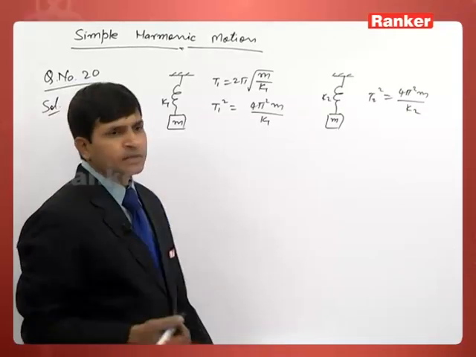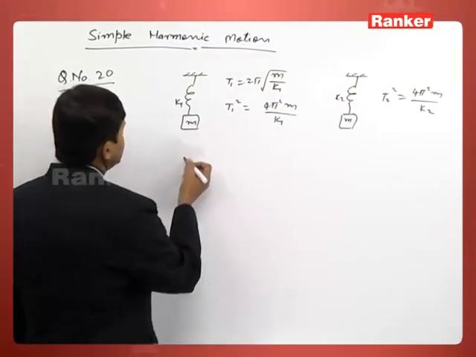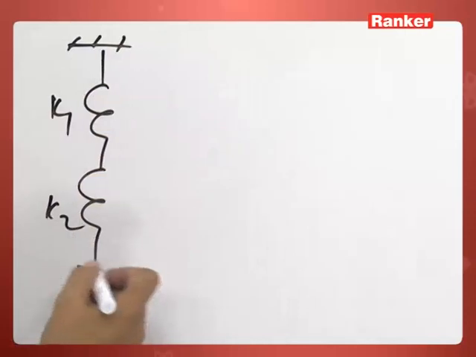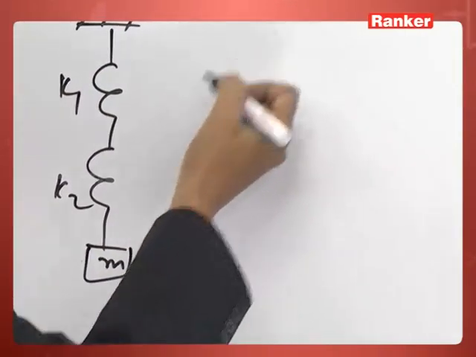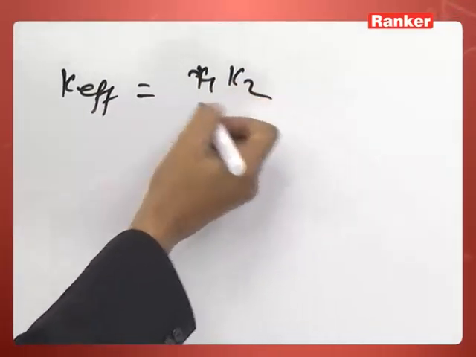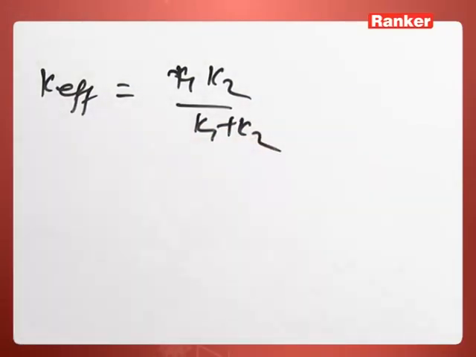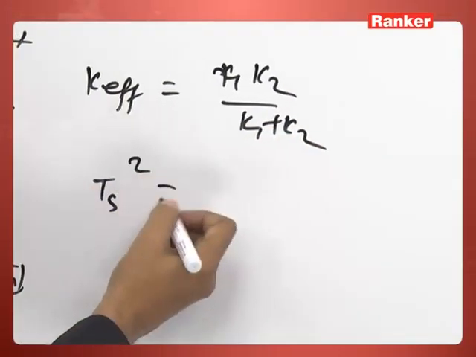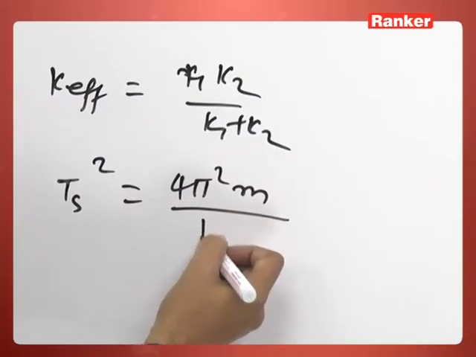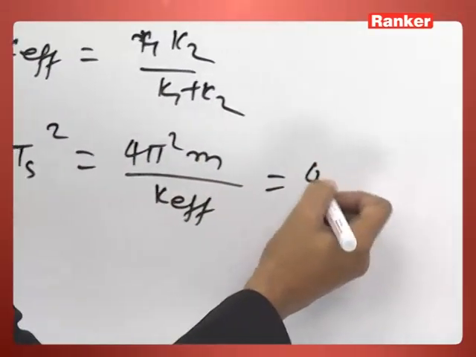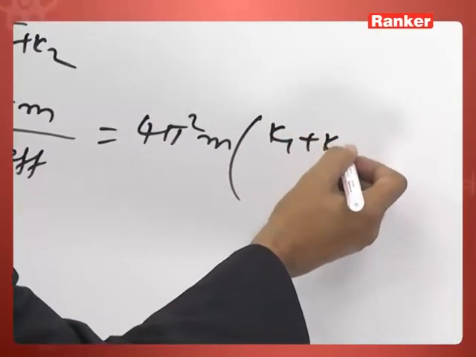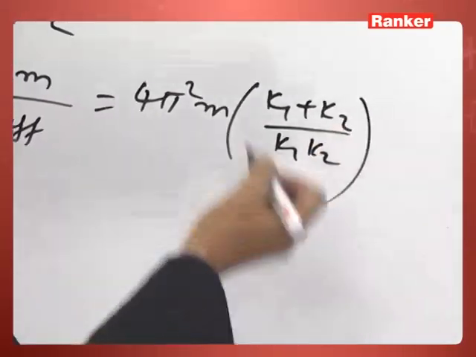Now these two are in series and parallel. When in series, like this, K1, K2, and this is the mass. Then time period. So first K effective. K effective is K1 K2 by K1 plus K2. So Ts square is equal to 4 pi square m by K effective, which is 4 pi square m, K1 plus K2 by K1 into K2.